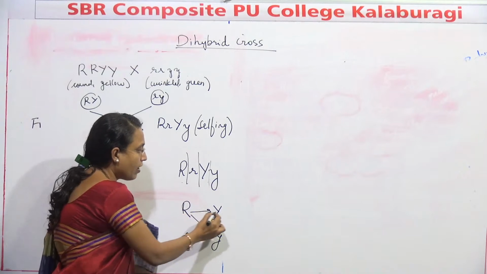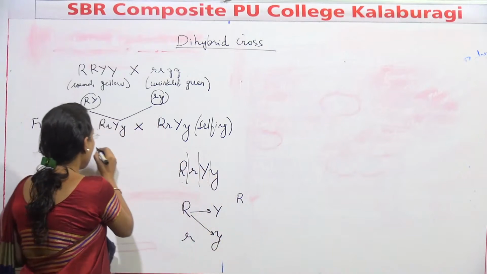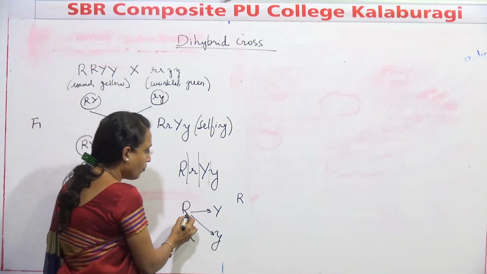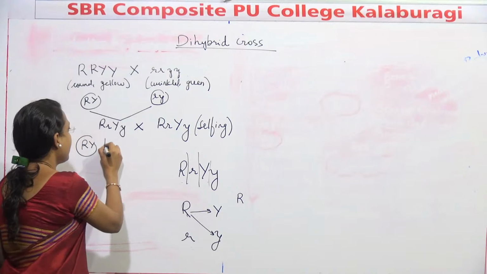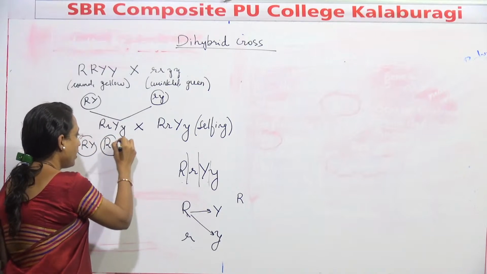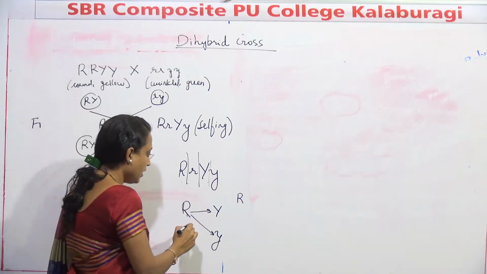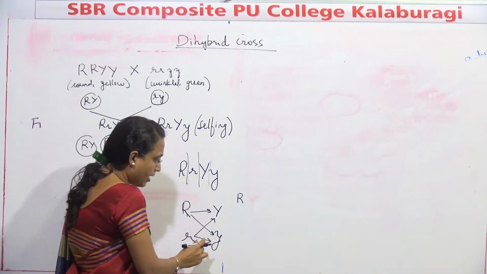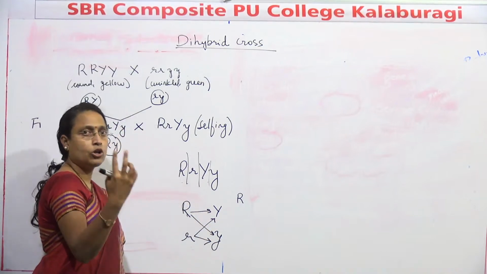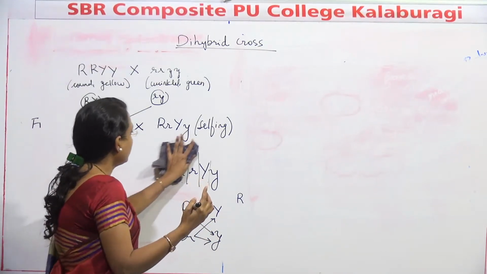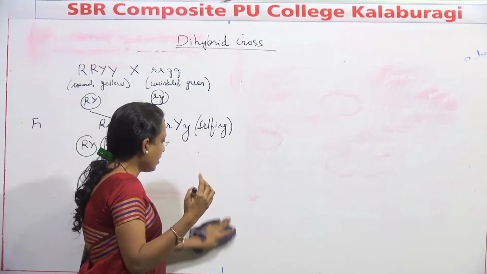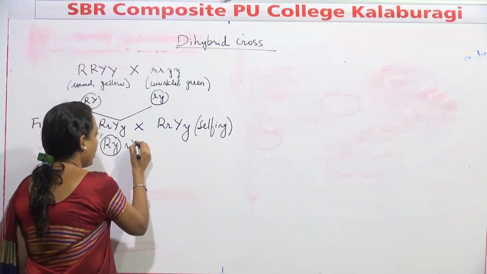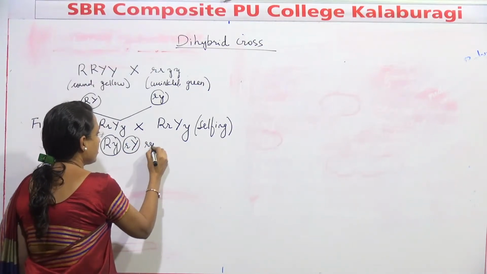Further, the joining of R with Y gives a gamete RY, and joining of R and small y gives another gamete of this pair. Then the second possibility, small r will combine with capital Y as well as small y. This will lead to 2 additional gametes. Therefore, a total of 4 gametes are produced: RY, Ry, rY, and ry.